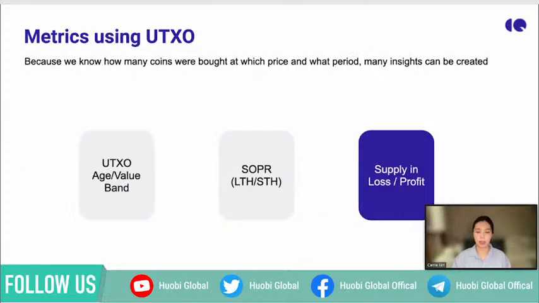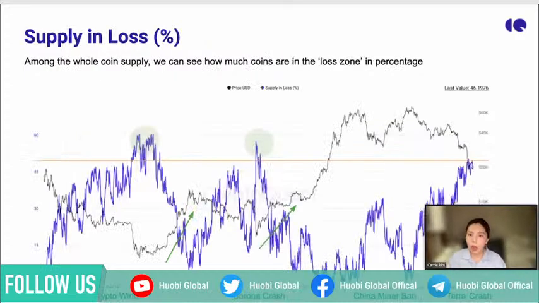And that was SOPR. It's a slightly easier version of UTXO age and value band, I think. And supply in loss is bigger than that. It's broader than that. While SOPR shows the profit or loss of the transactions that happened, supply in loss and profit considers the whole supply, not transactions that actually already happened, but the whole supply itself. That's the difference. So we can see how many coins are in the loss zone in supply in loss.